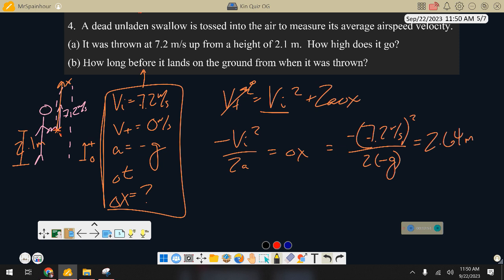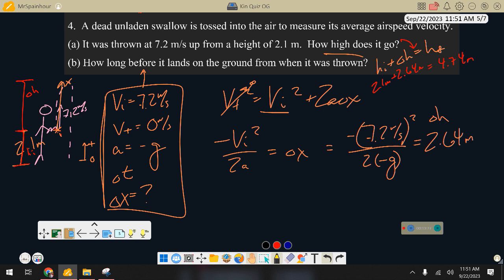Now that's not how high it goes, because if it asks how high, that would be relative to the ground. So to get how high it goes, that's how much height has changed. To get the final, we would take the initial plus the height change to get the height final. So that just means 2.1 meters plus 2.64 meters is a total of 4.74 meters. That's your answer to A.